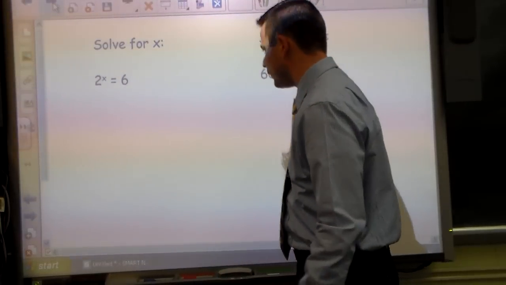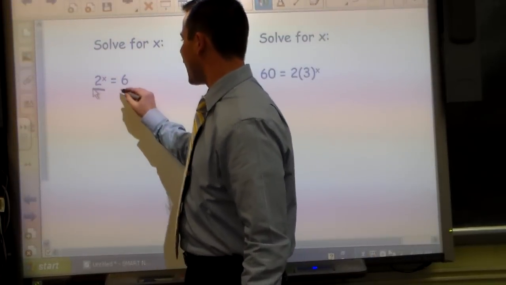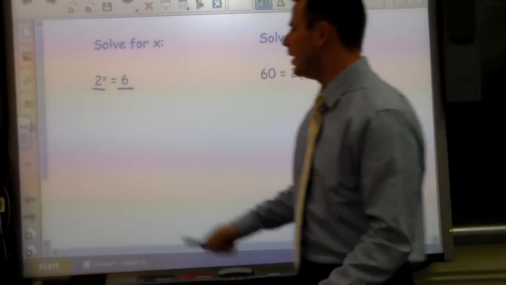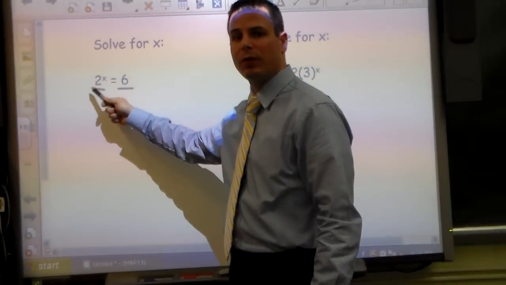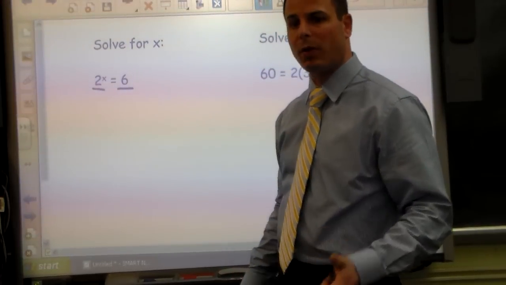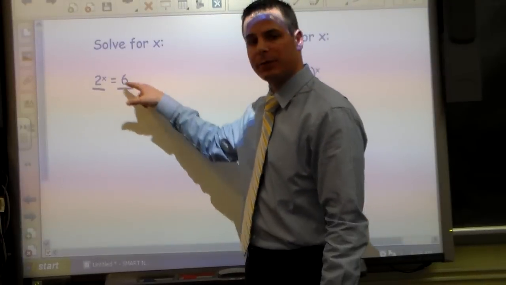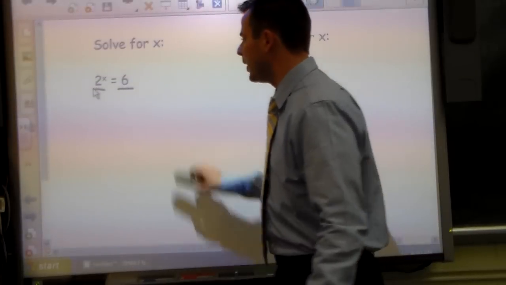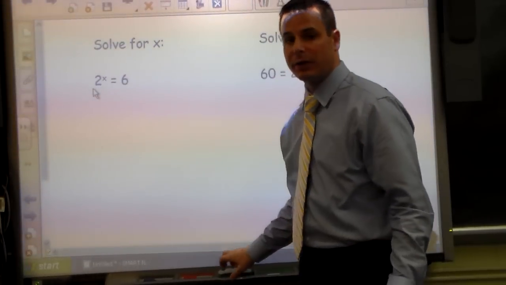So now typically what we would do, we would say, all right, we need a common base between 2 and 6. Well, unfortunately, there is no power of 2 that becomes 6. 2 to the first is 2, 2 squared is 4, and 2 to the third is 8. So we cannot express 6 with a base of 2, which is why we need a new tool. And a new tool here is logarithms.